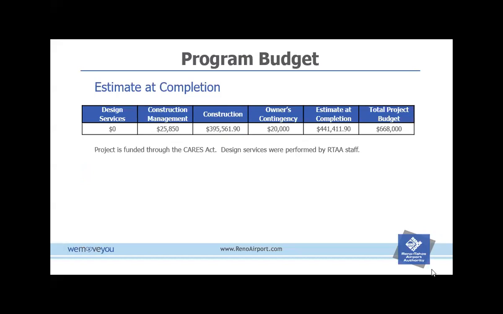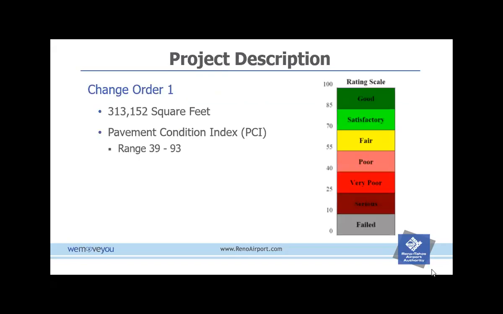So as total project budget for this was $668,000 is being funded by the CARES Act. We are asking for an owner's contingency and construction management services to go along with the construction contract for an estimated completion of $441,411.90. With that, we were quite a bit under budget. So going right into asking for a change order to slurry another 300,000 square feet of pavement.